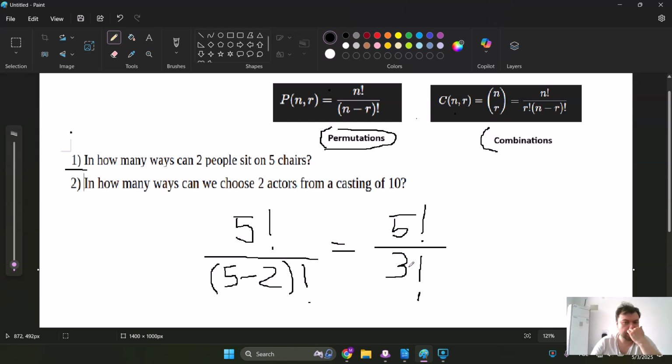And now it's very important how to cancel out this expression when you have 5 factorial over 3 factorial. The best way is to simply write what remains, because we will cancel out up to 3, right? So what will be left is only 4 times 5. So it will be 20. In total, there are 20 ways 2 people can sit on 5 chairs. This is the solution, 20 different ways. But you may ask me, why did I write 4 times 5? Okay, so let me explain further.